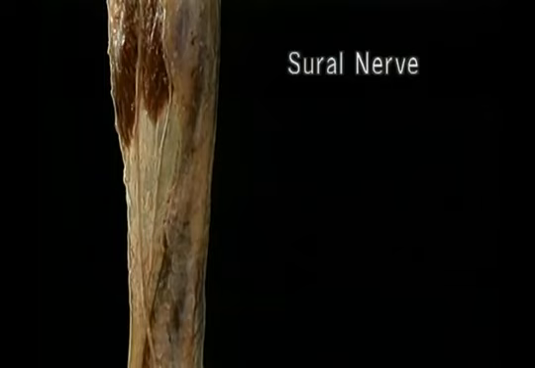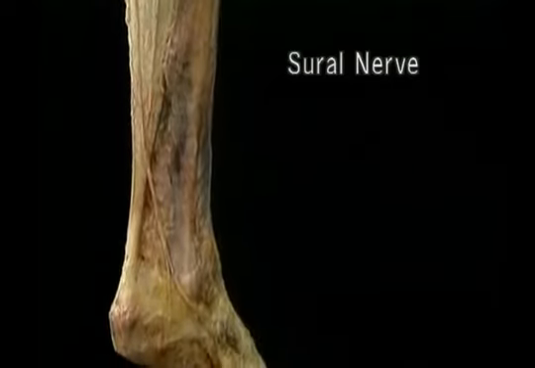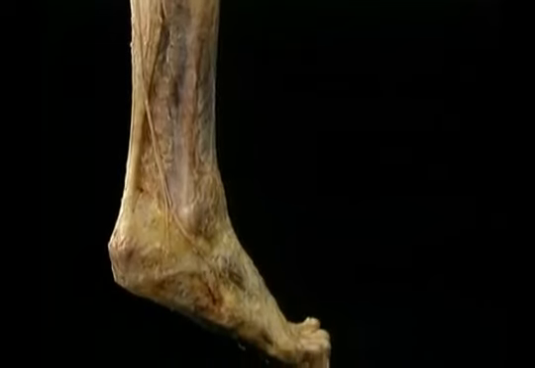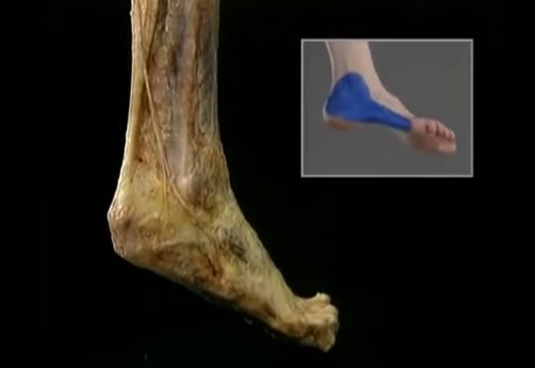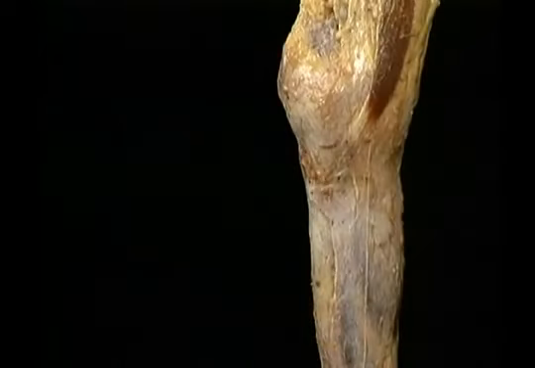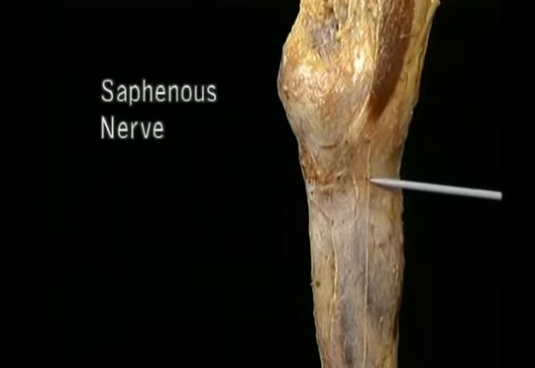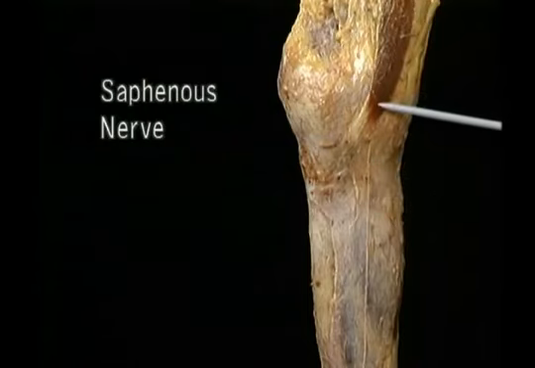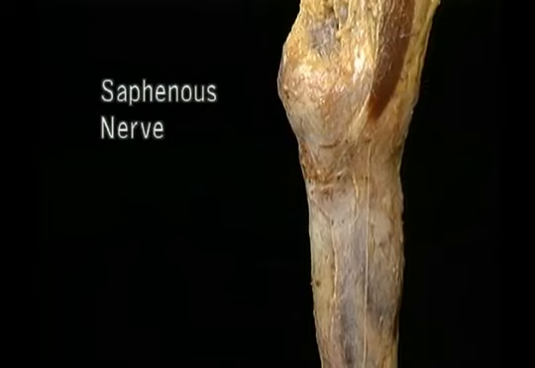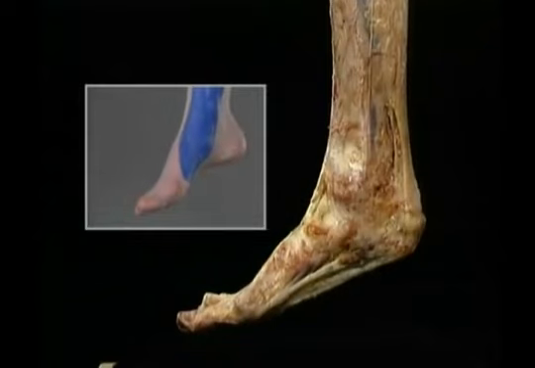The sural nerve runs down the lateral side of the ankle, behind the lateral malleolus. The sural nerve supplies sensation to a variable area along the lateral side of the foot. The saphenous nerve, a branch of the femoral nerve, emerges at the knee from beneath the insertion of the sartorius muscle. It runs down the medial side of the leg and supplies a variable area on the medial side of the foot and ankle.